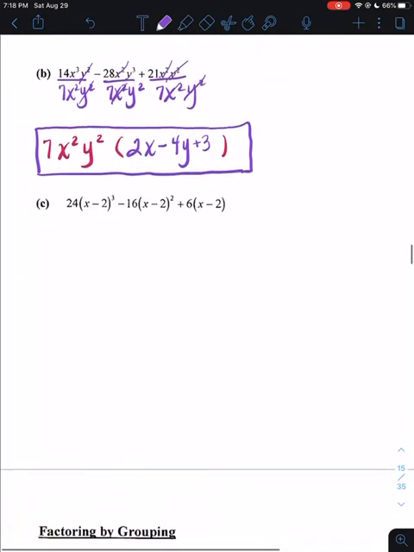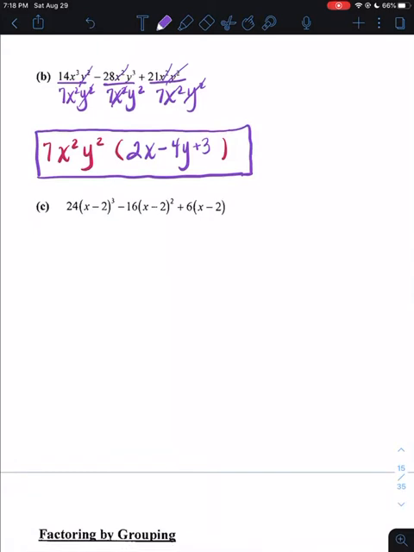Same thing for part C. I know it looks a little crazy because you have this x minus 2 in parentheses. But I'm just going to call it yellow stuff. So I have 24 times this yellow stuff to the third power minus 16 times this yellow stuff squared, plus 6 times this yellow stuff. So basically, don't let the x minus 2 throw you off. Just look at it as like that stuff is raised to the third power. Look at it as like one variable. So when I go down the line and look at my numbers, I have 24, 16, and a 6.